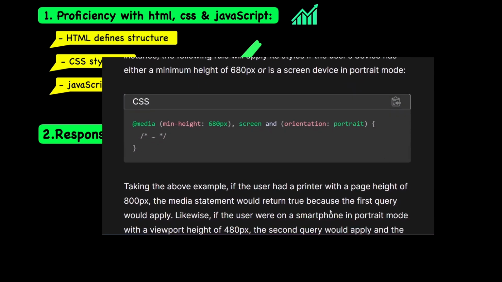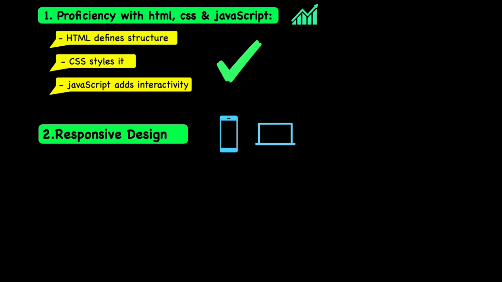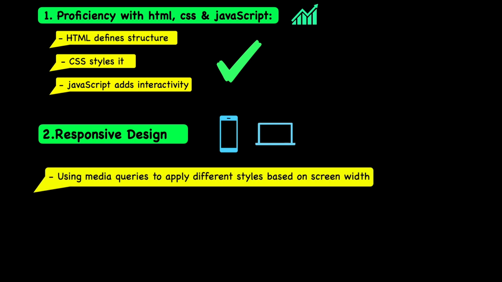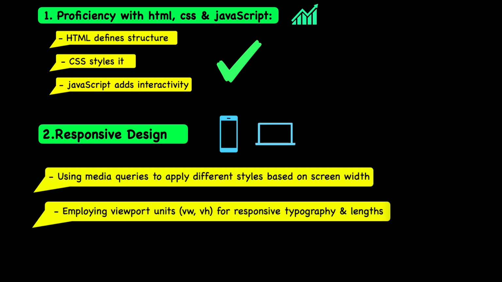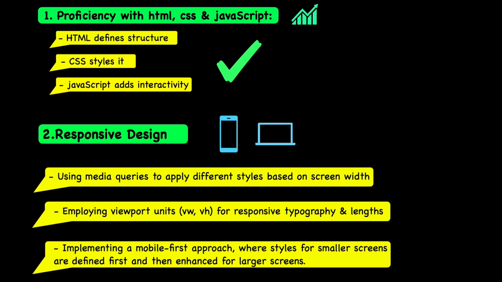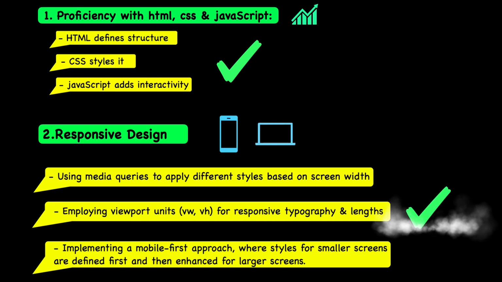tablet, or smartphone. Some important things to consider would be using media queries to apply different styles based on screen width, employing viewport units like VW or VH for responsive typography and lengths, implementing a mobile-first approach where styles for smaller screens are defined first and then enhanced for larger screens.